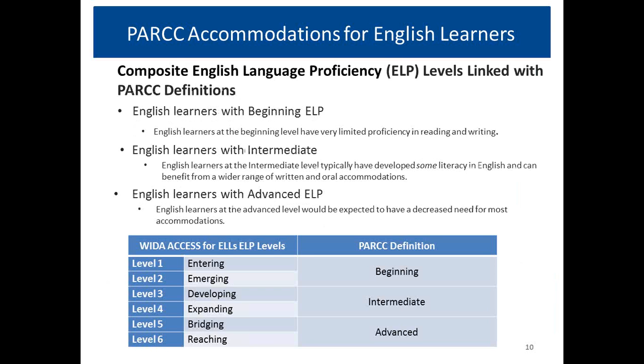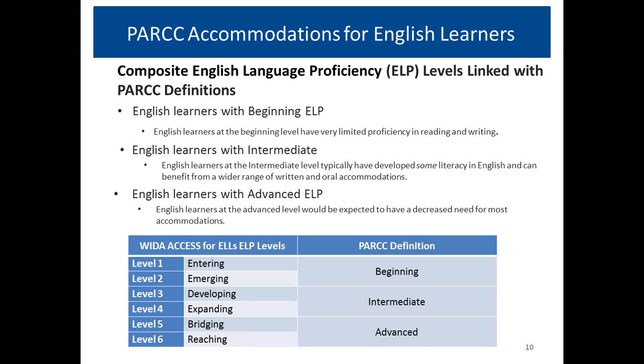Next, we'll review how PARCC definitions of English learner status align to the WIDA access levels. So access is our assessment of ELL students in the district. And so this is going to be important for educators who may be assigning English learner accommodations to students on the PARCC. So WIDA has 6 levels, whereas the PARCC manual refers to beginning, intermediate, and advanced English language proficiency.